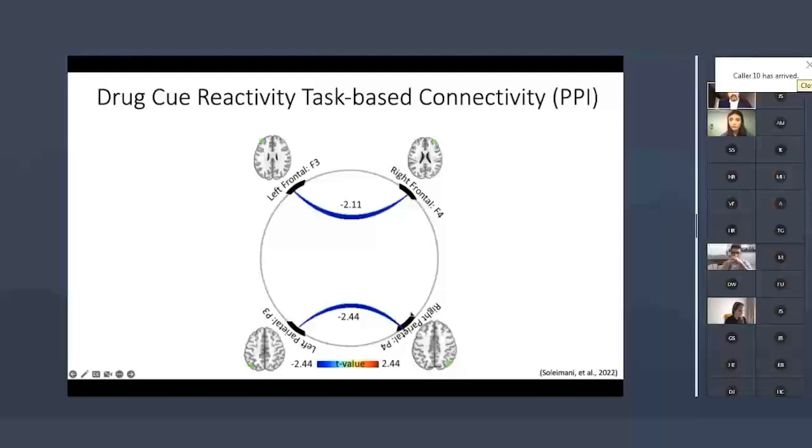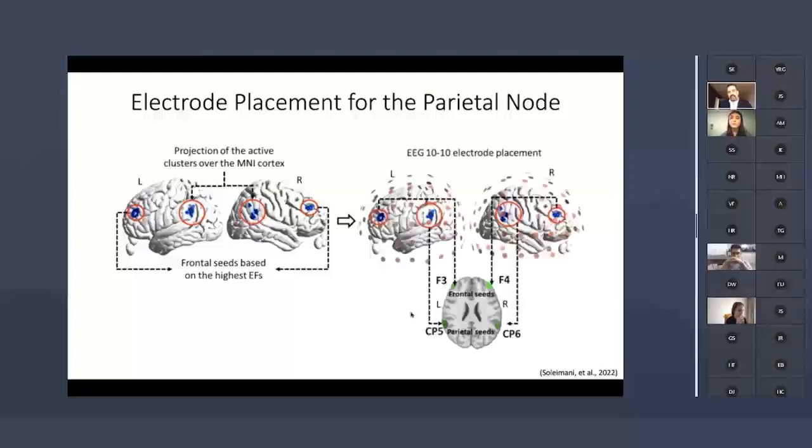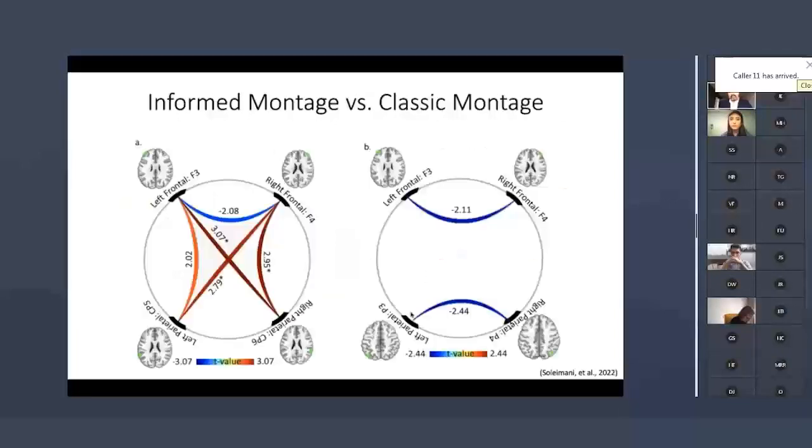And we need to use fMRI data to find the right and optimum montage or target to be able to find the right network to engage. And we realized that we basically need to go for F3 to CP5 and F4 to CP6 to target the actual frontoparietal network that is involved in drug cue reactivity. And with that optimized montage, we showed that we can basically engage the network that is interesting for us.